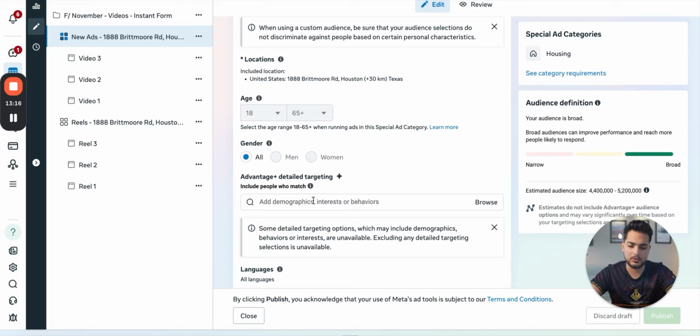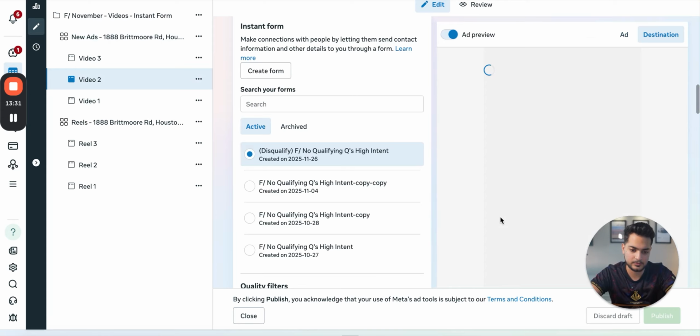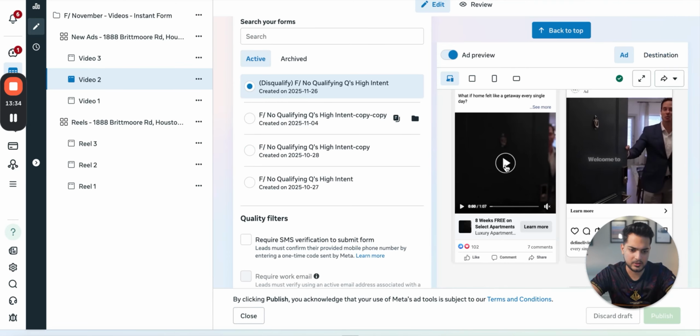I'm pretty sure within a couple of months, they're not even going to have this section. And by the time you're watching this, they might not even have this. And we've done this multiple times. Trust me, you do not need this specific section, because most of your targeting is going to be done inside of the video itself. And let me show you the ad as well.